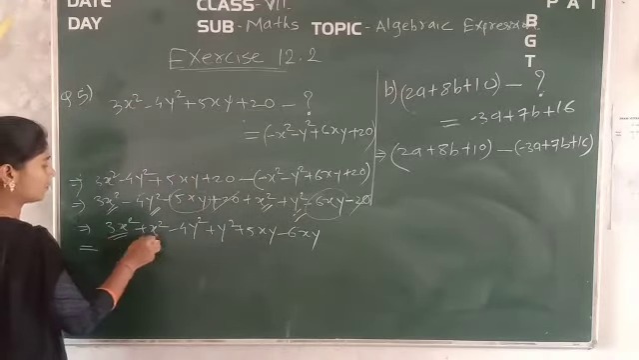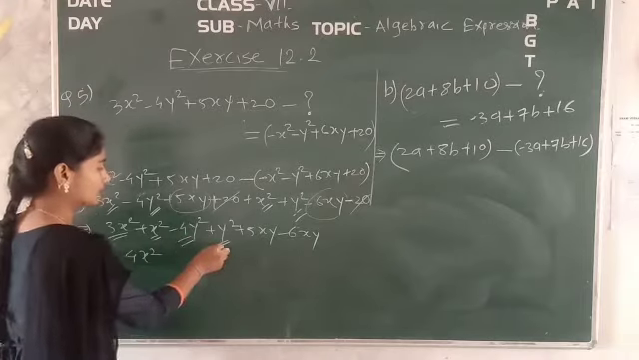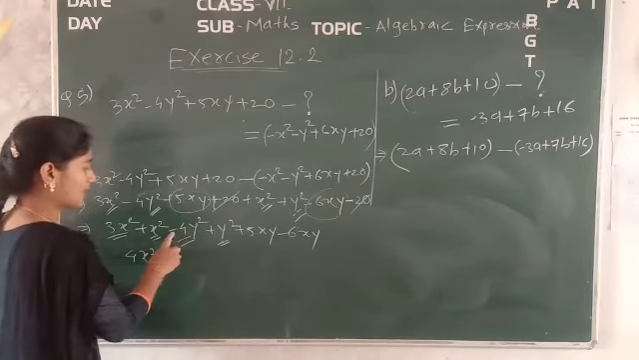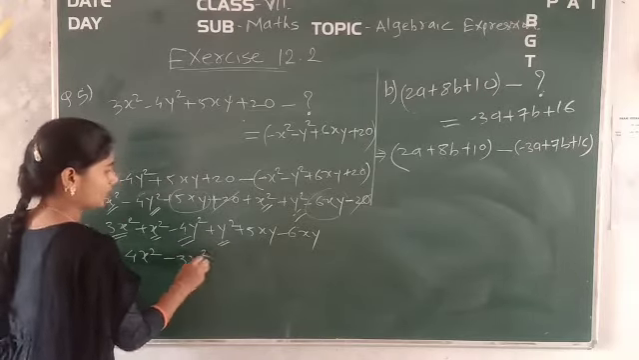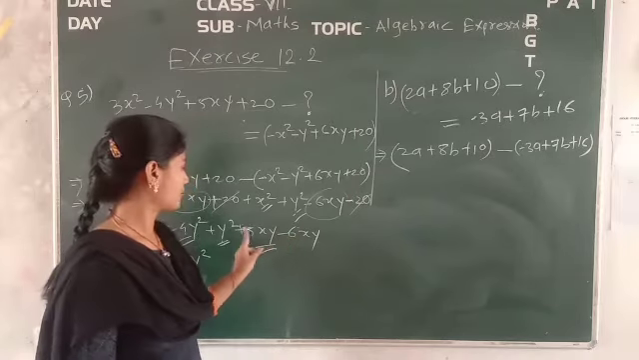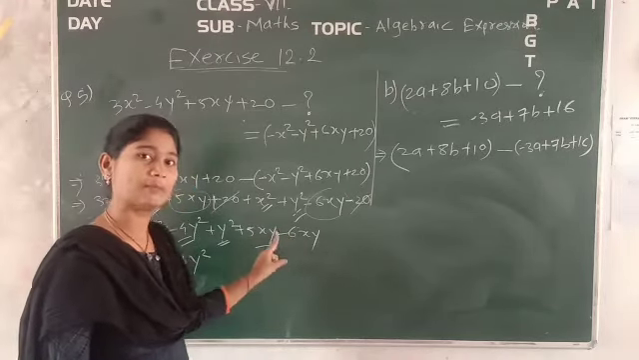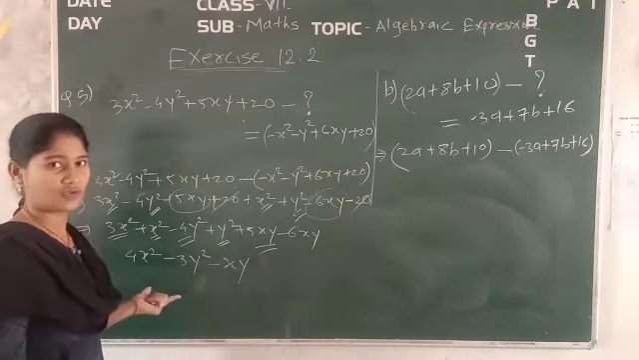Which is 3x plus 1x, 4x, minus 4y square plus y square. So minus 4 plus 1 is minus 3y square. It is plus 5xy minus 6xy, so plus 5 minus 6 is minus 1, so you can write down minus xy only. It is also you can write down.